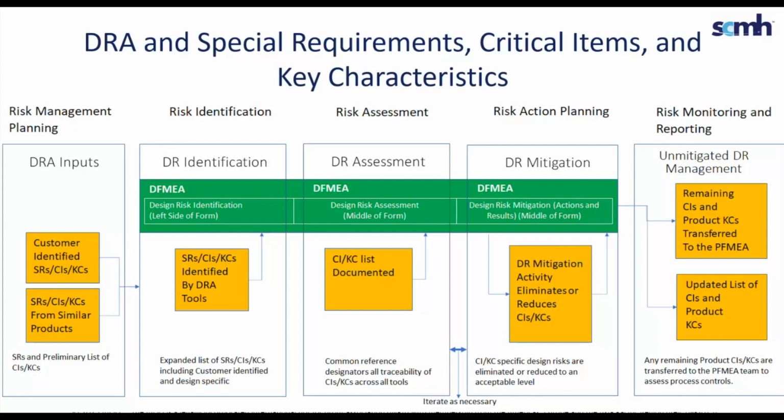It's important to note that all SRs, CIs, and KCs be managed with specific designations to enable traceability throughout all DRA and the applicable APQP tools, such as the PFMEA and the control plan.